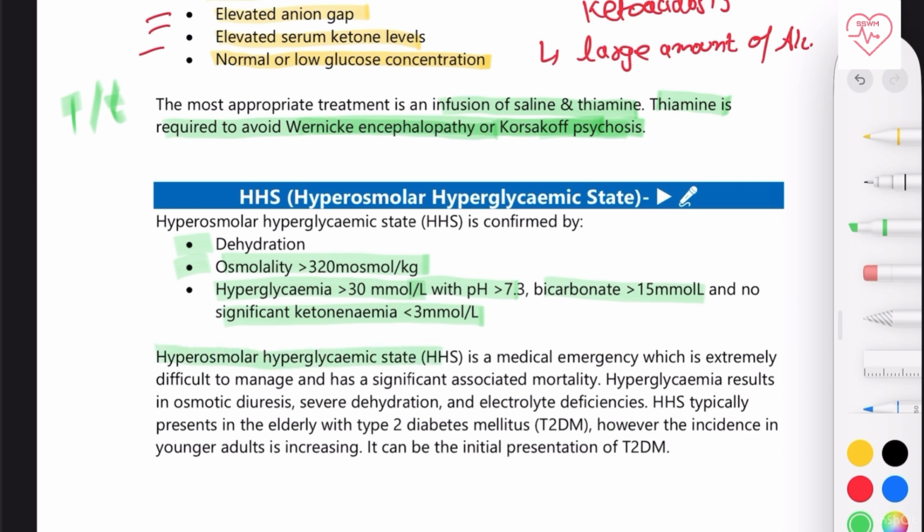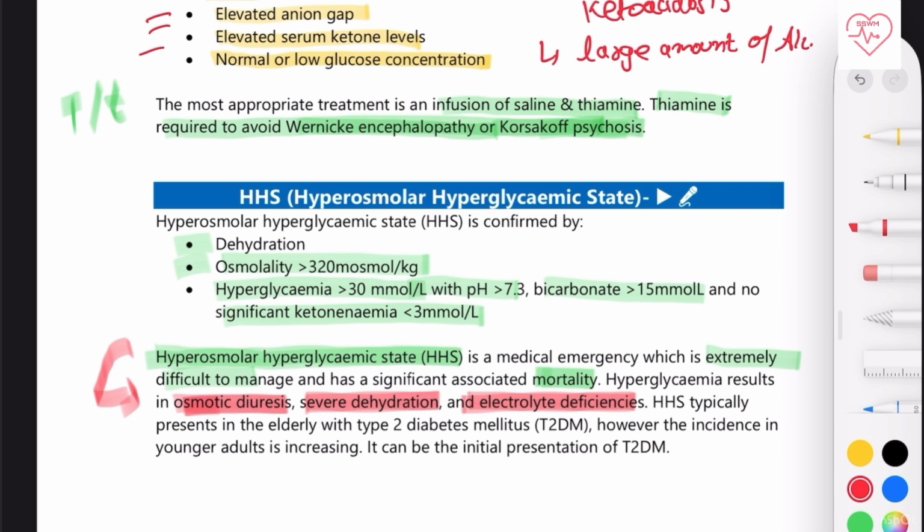First remember this, HHS. Hyperosmolar hyperglycemic state is a medical emergency which is extremely difficult to manage and has a significant associated mortality. Hyperglycemia results in osmotic diuresis. See, osmotic diuresis, now severe dehydration and electrolyte deficiency. This is what I want you to remember: osmotic diuresis, severe dehydration and electrolyte deficiency.